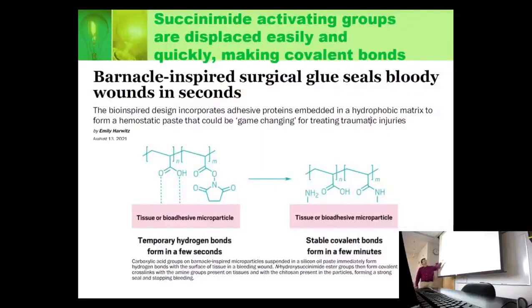The other thing is when you need to make a quick bond to a carboxyl, this is the way that nature actually does it. This is making covalent bonds, inspired by the way barnacles make covalent bonds. But again, if you're looking for an easy way to make covalent bonds to amines, what you do is you use N-succinimidyl groups.